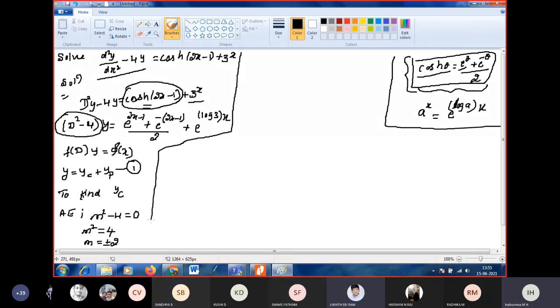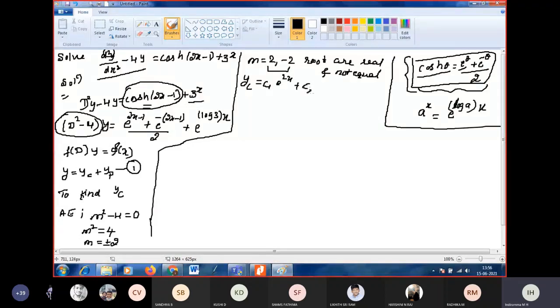Compulsorily you should have 2 roots because the given differential equation is of order 2. So one is plus 2 and another one is minus 2. Since the roots are real and distinct, correct? Both roots are real and distinct. Distinct means separate, not equal. Therefore, by using case 1, we can write yc as c1 e power 2x plus c2 e power minus 2x. Okay, now we got yc.